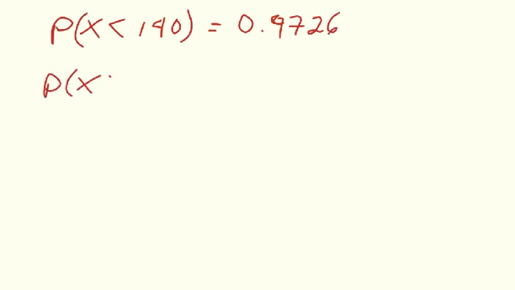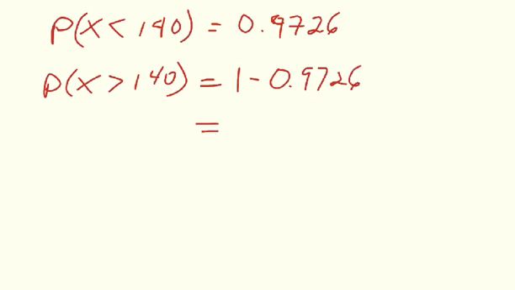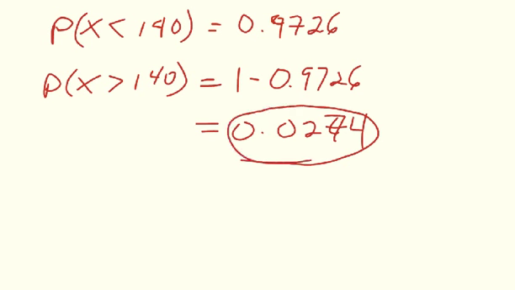So to answer this question, we need the probability that a randomly selected blood pressure is greater than 140. We just have to take 1 minus 0.9726, and that gives us 0.0274. So in other words, the probability that a randomly selected blood pressure for one of these women would be greater than 140 is very low. It's 0.0274.